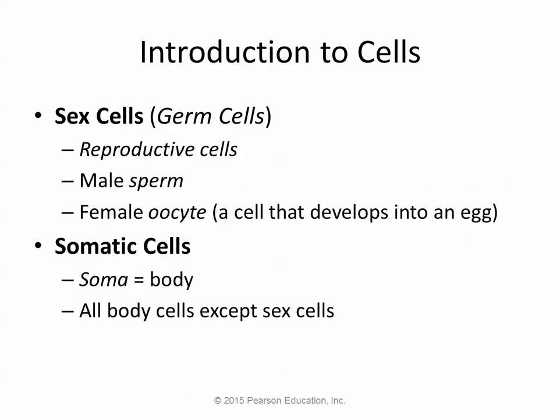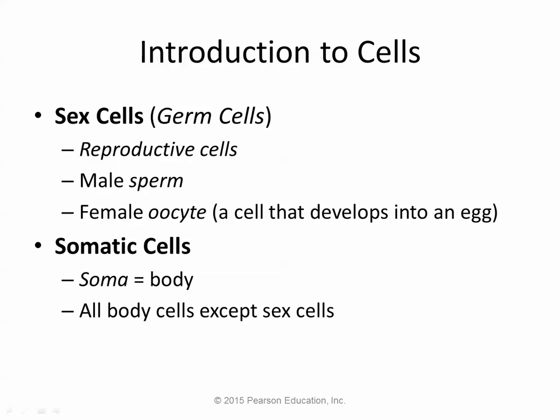There are two types of cells. We'll be looking mainly at somatic cells, and somatic cells are the cells that comprise the body. For example, your liver, your kidneys, your brain, all of these things. The sex cells are very specific to reproduction of the organism. You have two types of sex cells. The male carry sperm, the female carry oocytes. And when these two types of cells combine, they can eventually become a completely new individual.